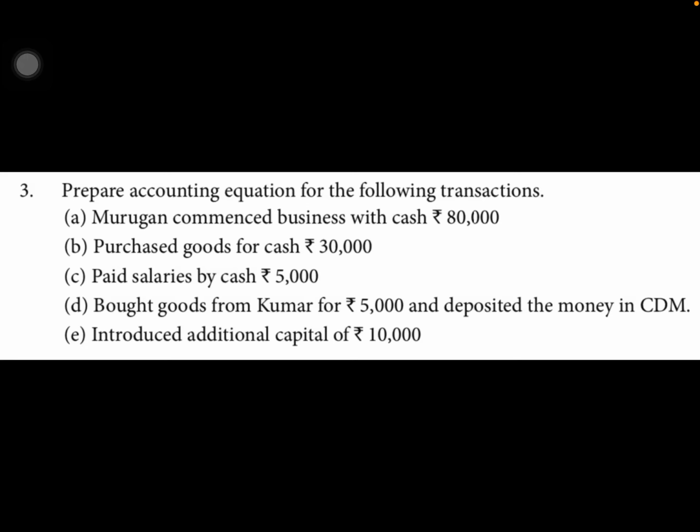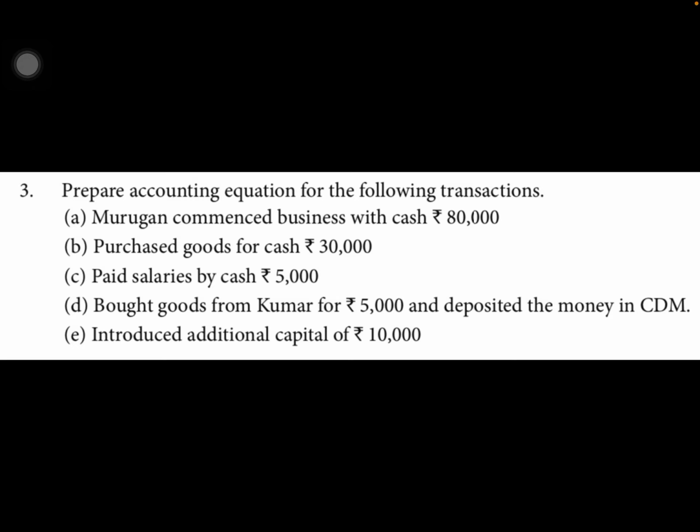Prepare accounting equation for the following transactions. Murugan commenced business with cash rupees 80,000, purchased goods for cash rupees 30,000, paid salaries by cash rupees 5,000, bought goods from Kumar for rupees 5,000 and deposited the money in CDM, that means cash deposit machine. Introduced additional capital of rupees 10,000.